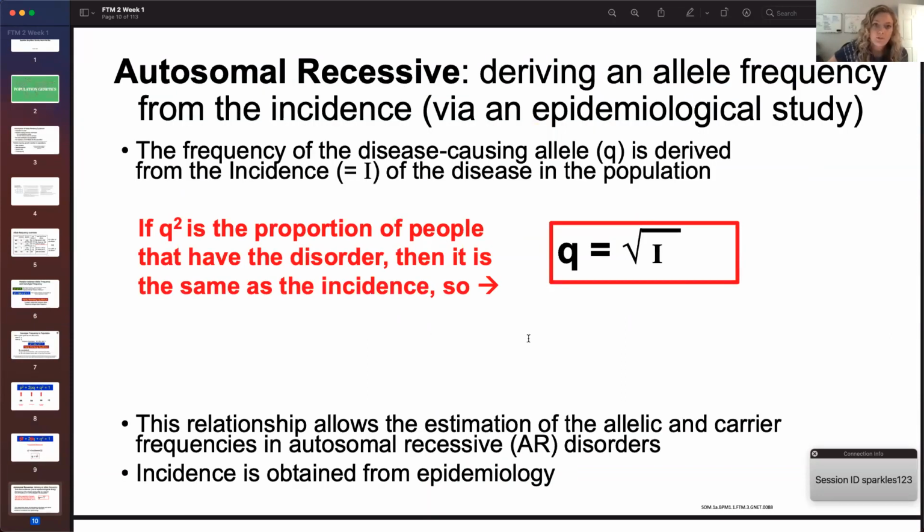This is kind of just building on that. So Q squared, the proportion of people that have it, is the incidence. If you're trying to solve for just Q, for example, if you're getting asked something where you need to find out the carriers or something further, you'll need to solve for Q. So you just need to remember that if Q squared is the incidence, then you're going to need to take the square root of the incidence to find the Q.